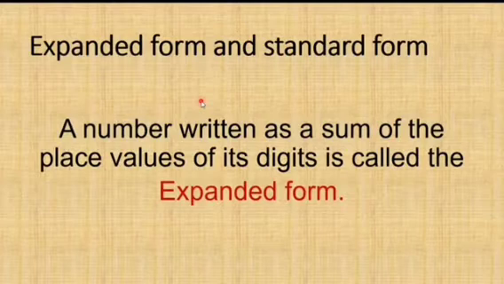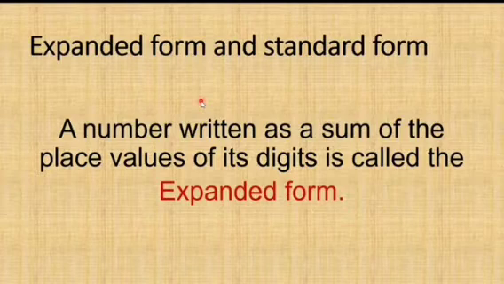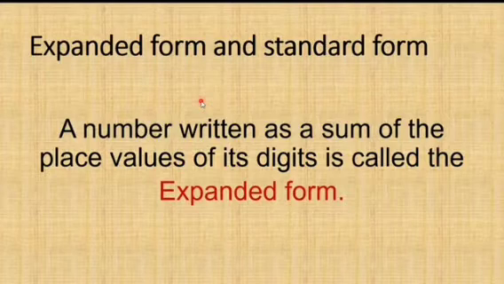Now coming up to expanded form and standard form. Expanded form is nothing but a number written as the sum of the place values of its digits which are mentioned in a number. So what do I mean by expanding a number? Expansion of a number means writing the place values of different digits of the number and then adding them. So if I need to expand any number, I need to write the place values of each digit and then add them.